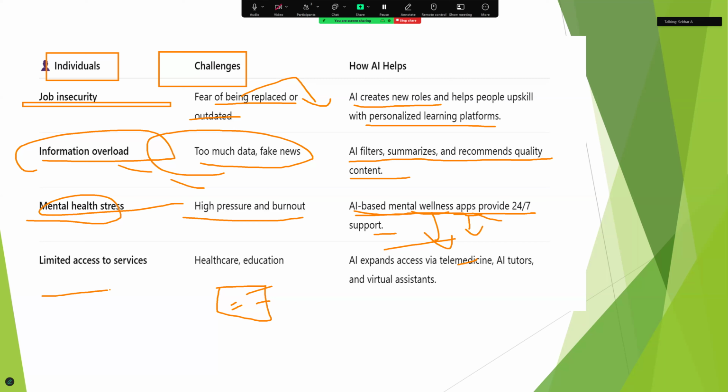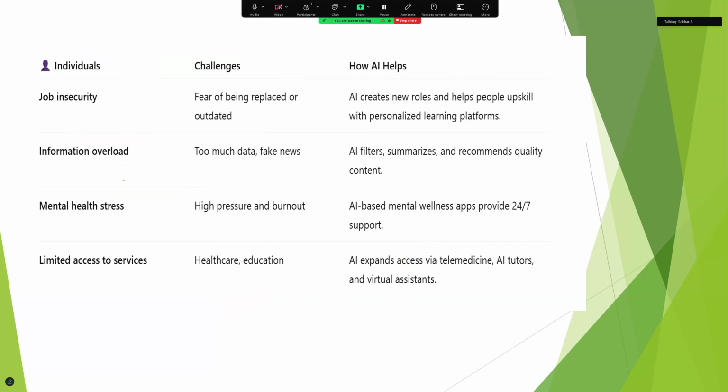Next, limited access to services. See, healthcare and education are limited. Okay, AI expands access to data via telemedicine, AI tutors or virtual agents. You know, right? Virtual agents like humans, guys. Are you getting it? To be frank, going forward, if you do not have any friends, virtual agents will help you. They will be part of our human life, simply we can say.